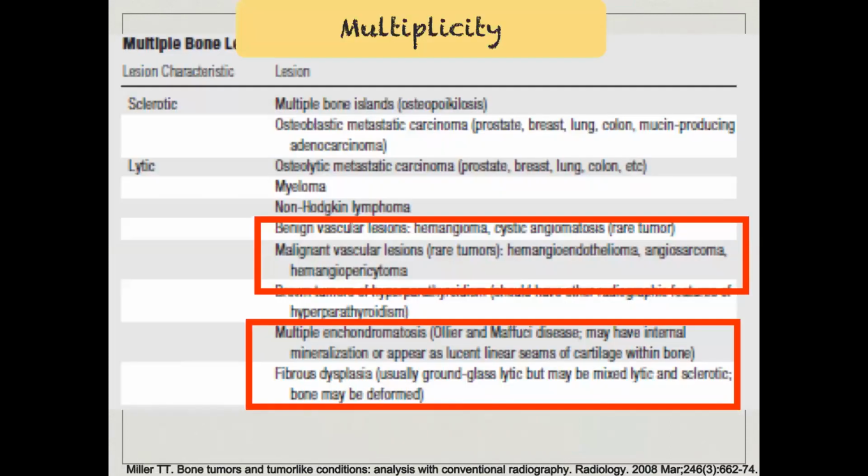Lastly, if you see multiple lesions, then your differential diagnosis has to take into account etiologies which have multiple foci, which could be vascular lesions, either benign or malignant, or multiple enchondromas, or fibrous dysplasia, right? So these need to be kept in account. In the elderly, there are other things like mets, myeloma, lymphoma, parathyroid. But in pediatric, most commonly it would be multiple enchondromas, fibrous dysplasias, or vascular lesions.